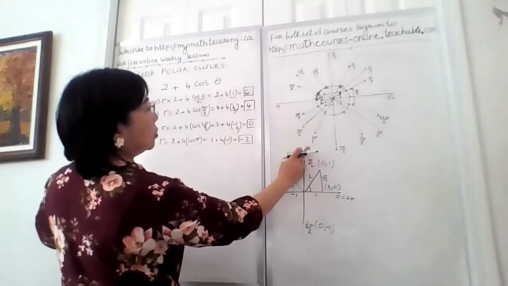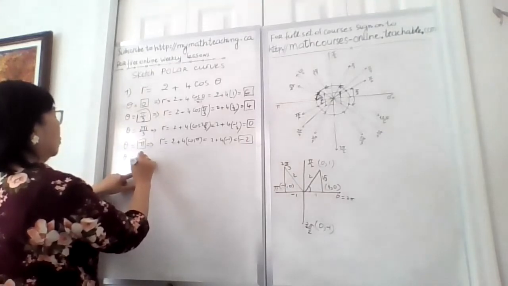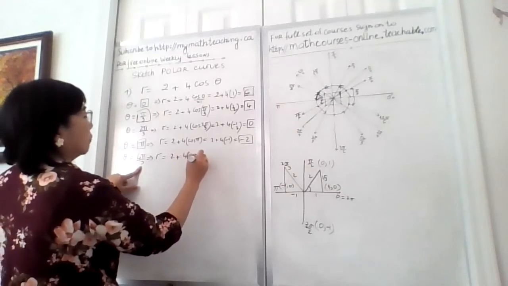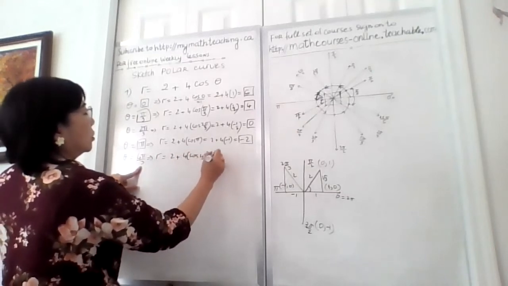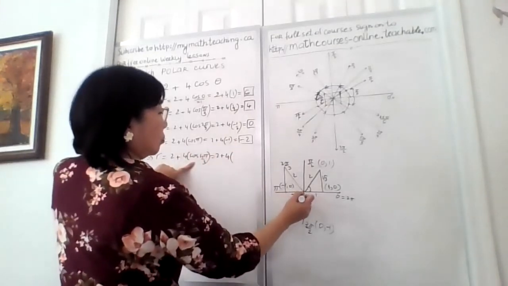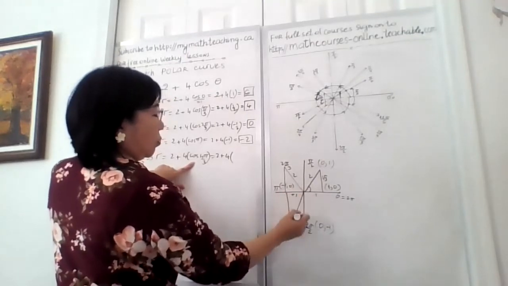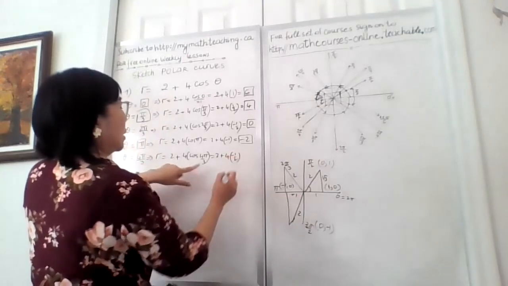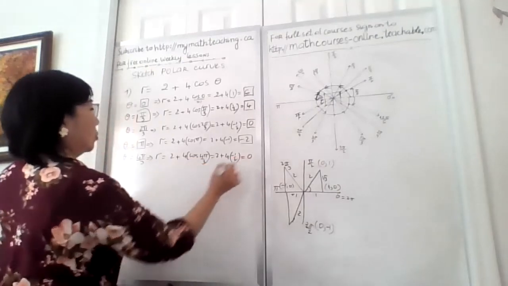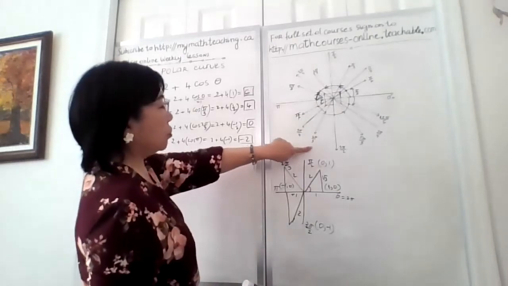So the next, we're going to choose 4 pi over 3. So r will be equal to 2 add 4 times cos 4 pi over 3, which is this way. And again, this will be minus 1/2 as well. So that will be 2 add minus 2, which gives us 0. So at 4 pi over 3, we got that.